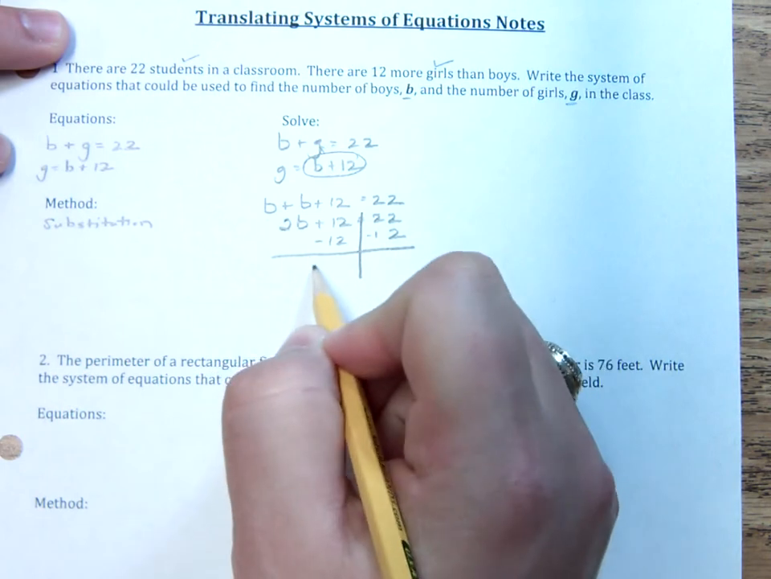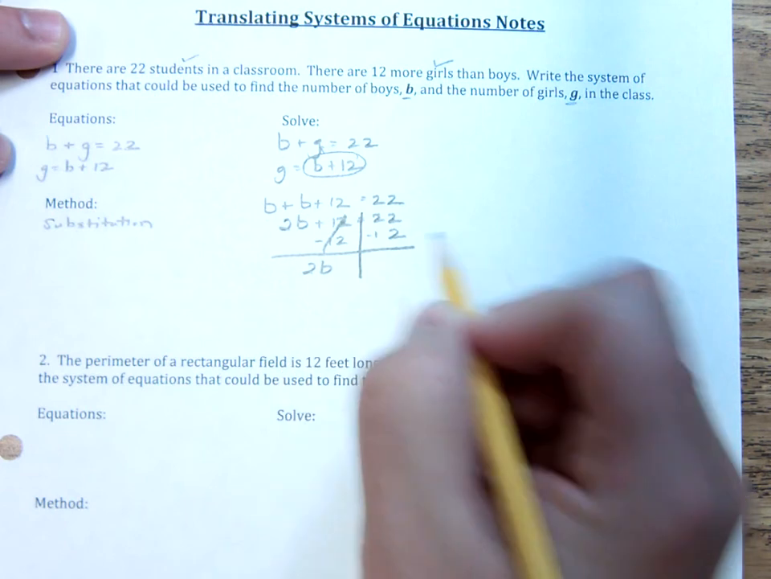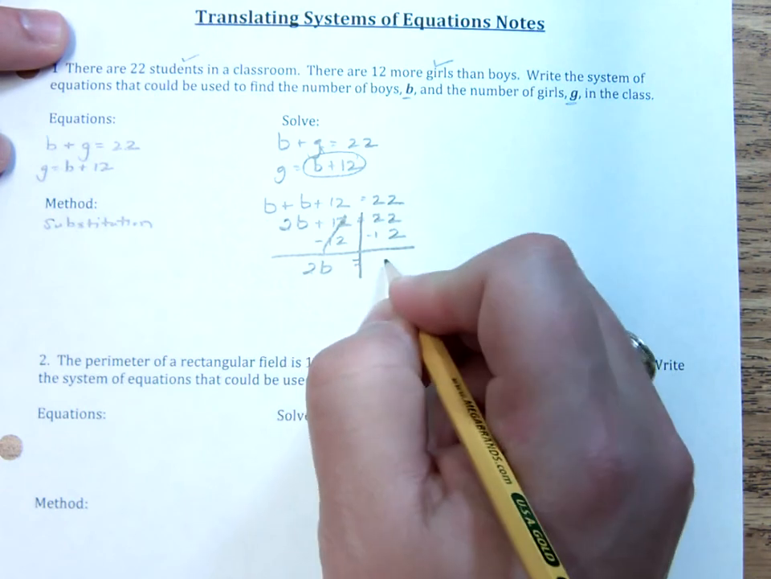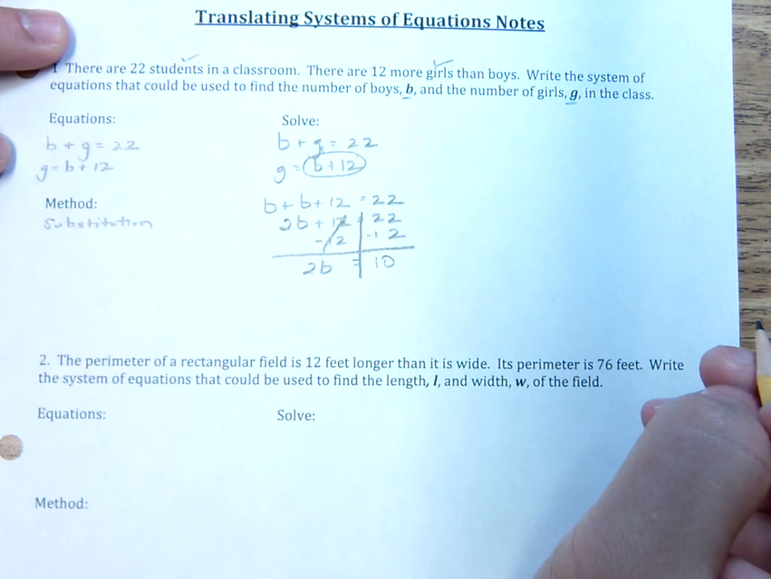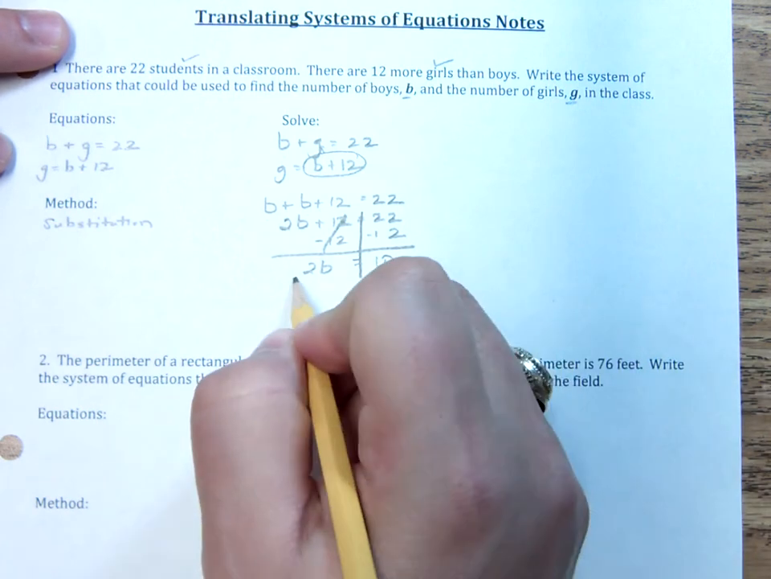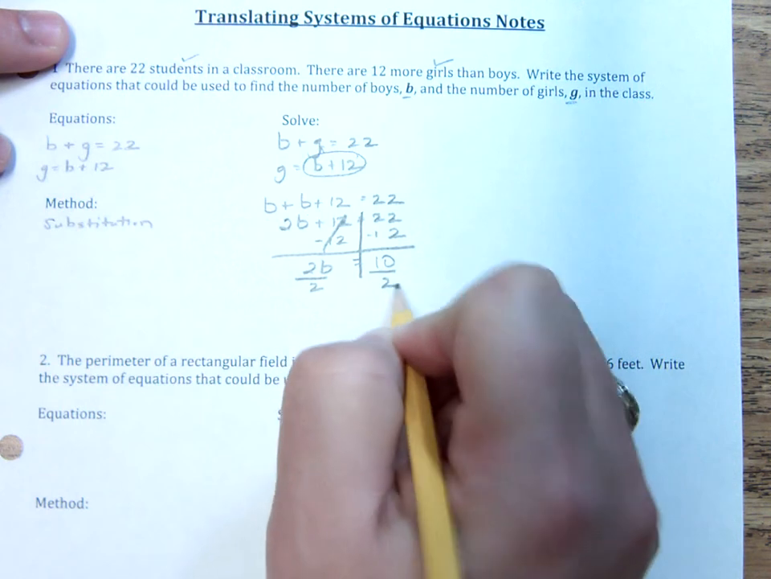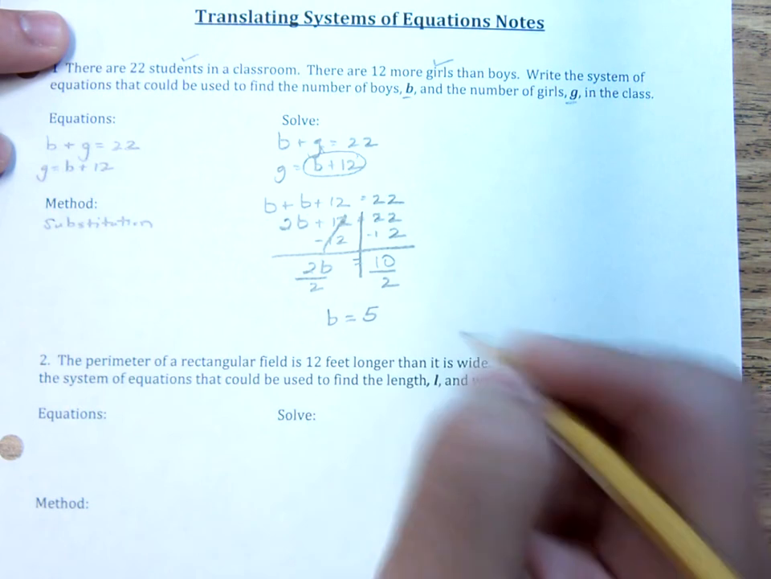This is going to leave me with 2b. Those cancel out. 12 minus 12 is 0. 22 minus 12 is 10. So 2b equals 10. Divide both sides by 2. And b equals 5.